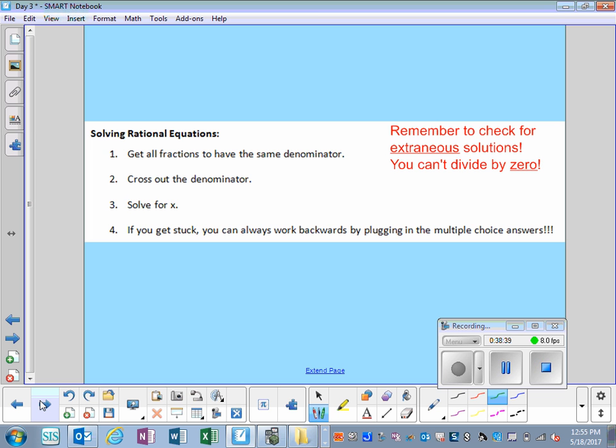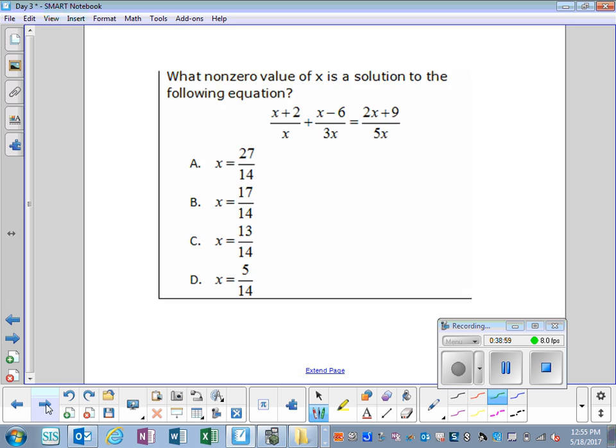If you are trying to plug the choices back into the equation, what can happen is everything looks exactly the same, and you're like, yeah, that's it. But you have to check, is the denominator 0? If it's 0, that's extraneous, right? Okay, so let's see.